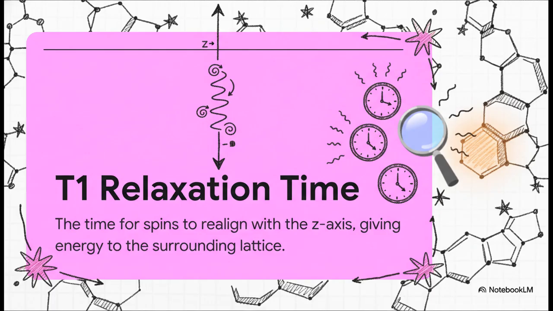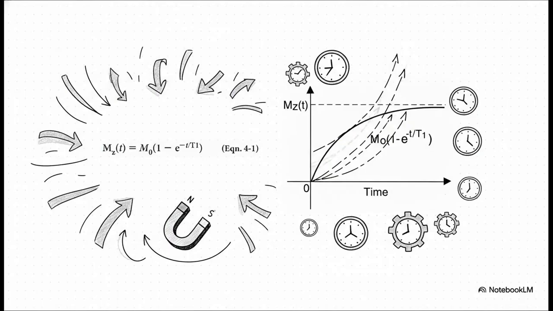It's like they're passing a baton in a relay race of physics. And now for the math. But don't worry, think of this equation as the recipe for MZ's recovery. M0 is the end goal, right? The full strength magnetization. The exponential term in the parentheses is like a timer.